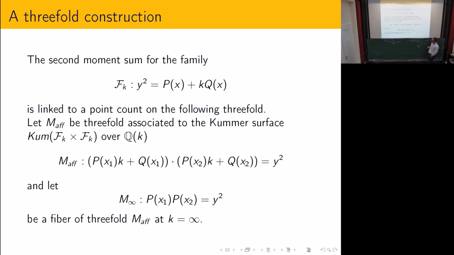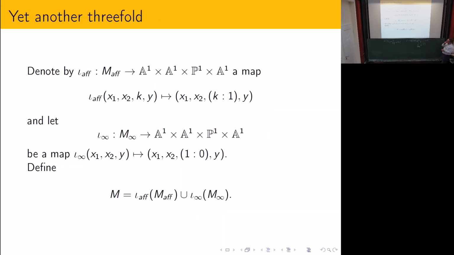And what will be the threefold that we take? It's a threefold which is basically the total space of the family of Kummer surfaces. So you basically take the product of this elliptic curve with itself in two variables, so you get a singular threefold. You can make a closure of this threefold by assigning the infinite fiber to be exactly of this form. And now it's not difficult to glue all of this together, so you actually get a proper threefold. It's still singular, but that's okay for us.